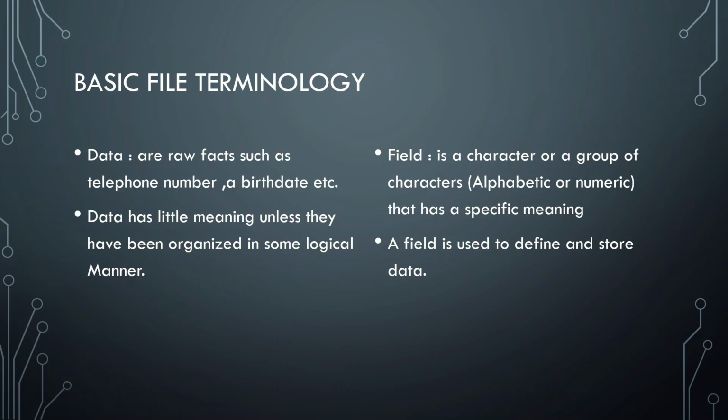So a field is a character or a group of characters, whether alphabetical or numeric, that has a specific meaning. A field is used to define and store data. So a field stores data. Data is raw facts, which is stored by the field. See the connection?